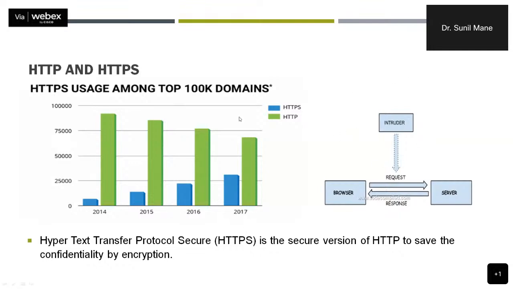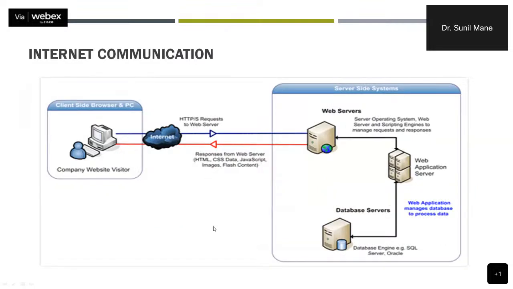To avoid this, HTTPS is very important, and it takes care of the encryption and decryption of the information that you transfer. So even if the intruders get access to the information, they will not be able to interpret it. Okay, let us understand internet communication, how exactly it happens.